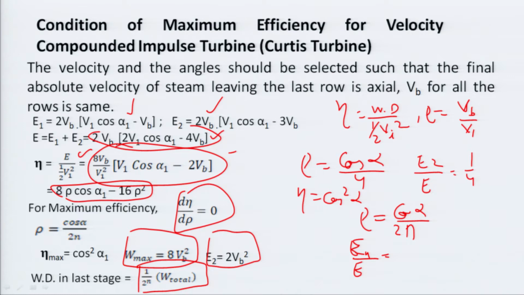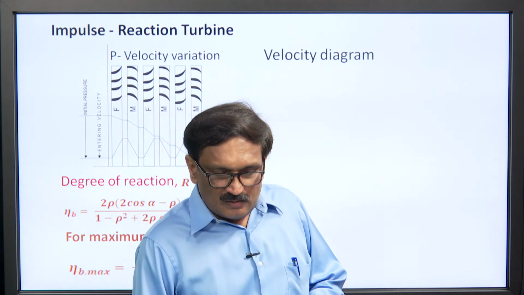So, as the number of stages increases, definitely your efficiency is cos square alpha, but what is happening? Blade speed is decreasing, for 4 stages it will be cos alpha by 8, and the last stage work output is very little. The last stage is not contributing so much. So, generally not more than 2 to 3 stages are preferred, because the last stage material and construction size will be higher, but the work produced is going to be lower.